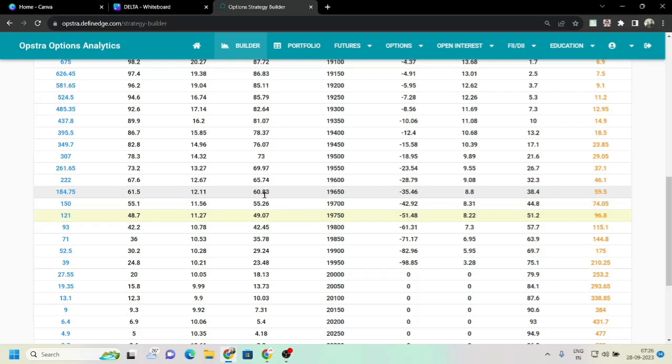Slightly in the money, you see 19,650. What happens when Nifty moves 100 points? It increases by 60 points. This is how the delta works. Now I think you have a clear picture of how the delta is moving and the influence of delta.